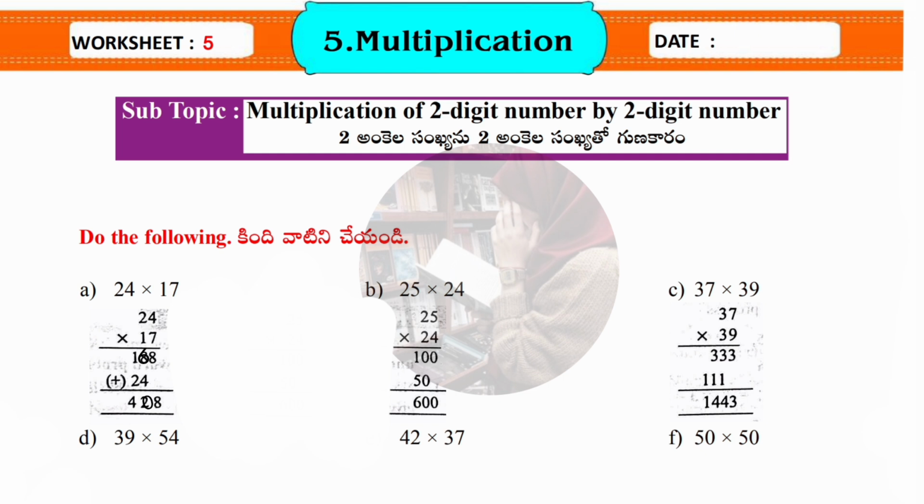Then you have to add 8 as it is. Then 6 plus 4 is 10. 1 carry forward. Then 2 plus 1 is 3. 3 plus 1 is 4. So 408 is your answer. Got it? Let's see the second one.